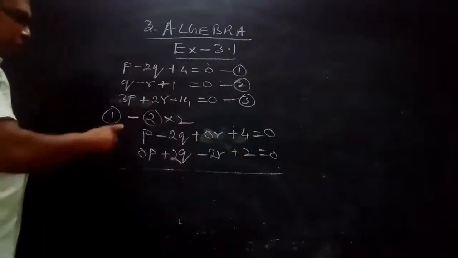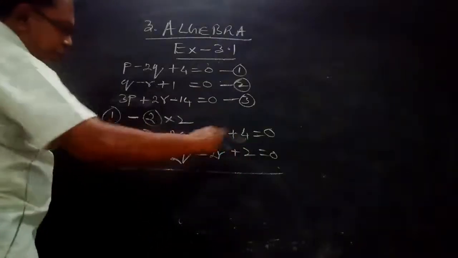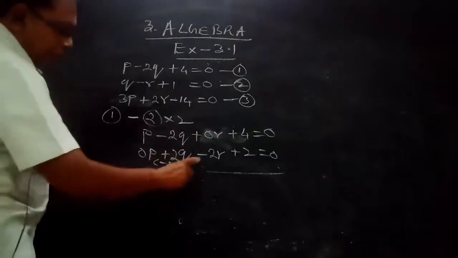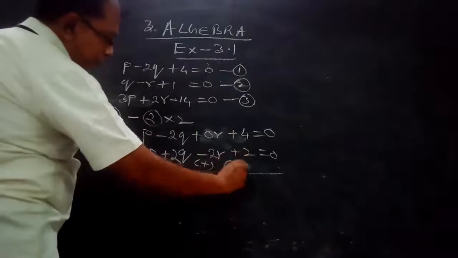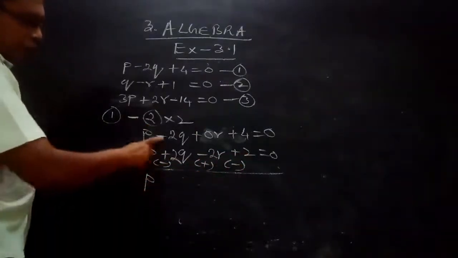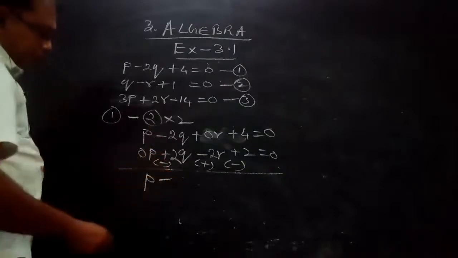Therefore, you see here is the subtraction. Subtraction means the second equation signs change. It is the plus sign, therefore change to minus. The minus sign, you change to plus. Now you see we get the p. Next 2q minus 2q, both are the same sign, therefore you put the same sign.